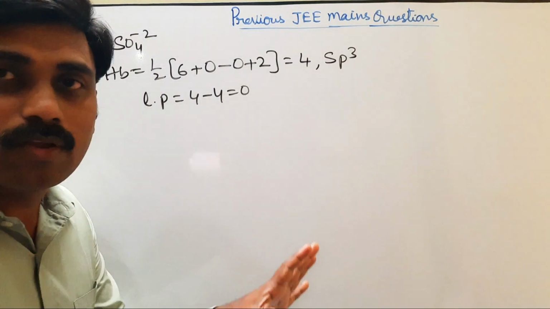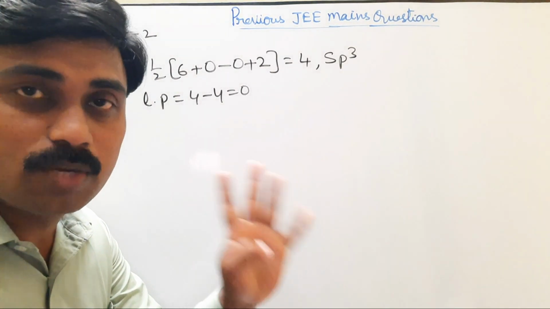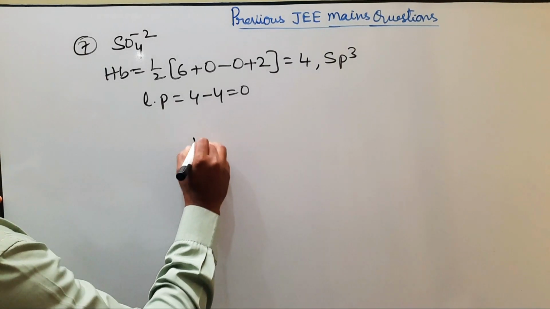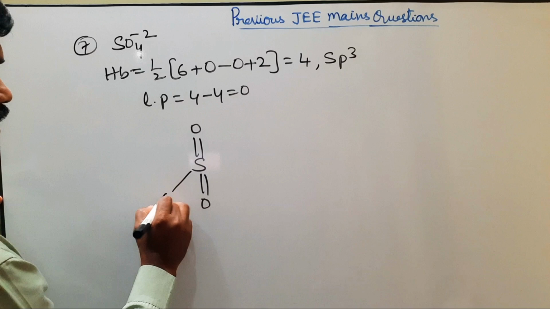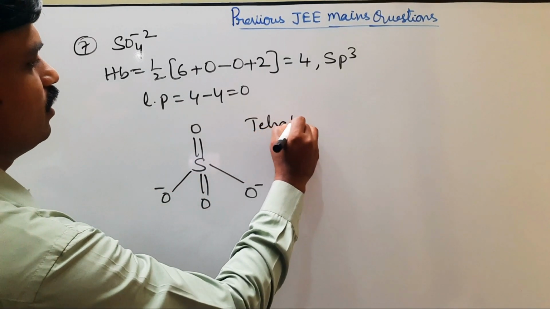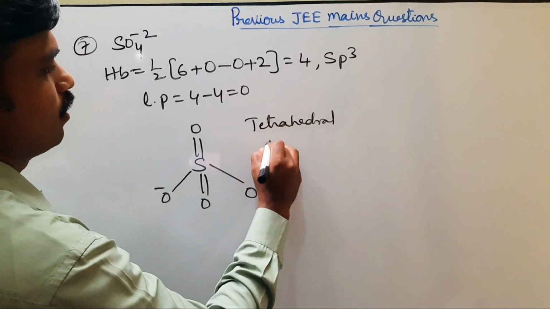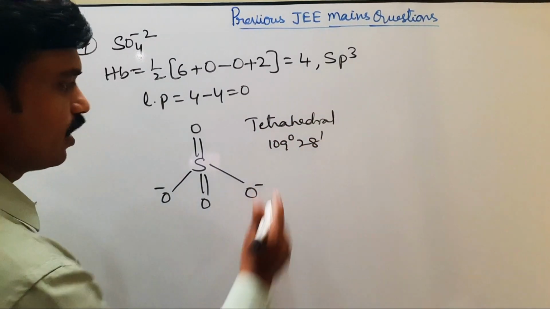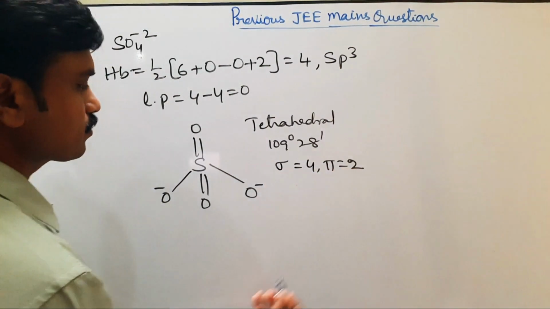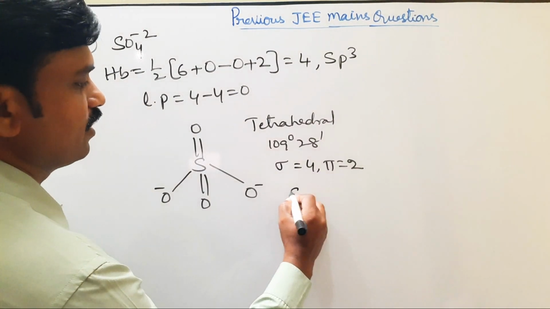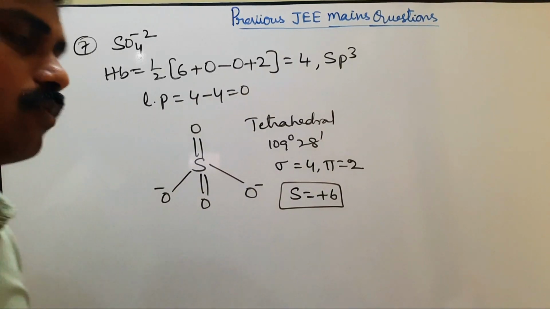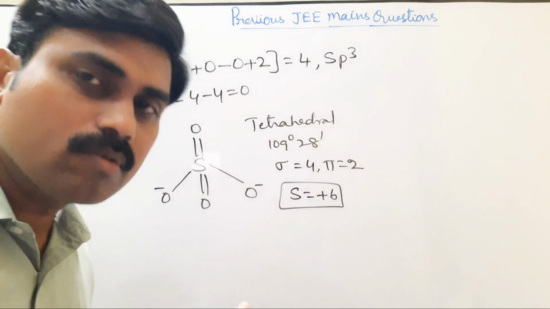So the central atom of the molecule is having 4 pairs. All the 4 pairs are bond pairs. Shape of the molecule is tetrahedral, bond angle 109 degrees 28 minutes. Look at its structure. Double bond O, left side oxygen and right side oxygens are negatively charged. So it is a tetrahedral shape. Bond angle 109 degrees 28 minutes. It is having sigma bonds 4 and pi bonds 2. Oxidation state of central sulfur is plus 6. And it is a symmetrical molecule. For symmetrical molecules, dipole moment mu is equal to 0.